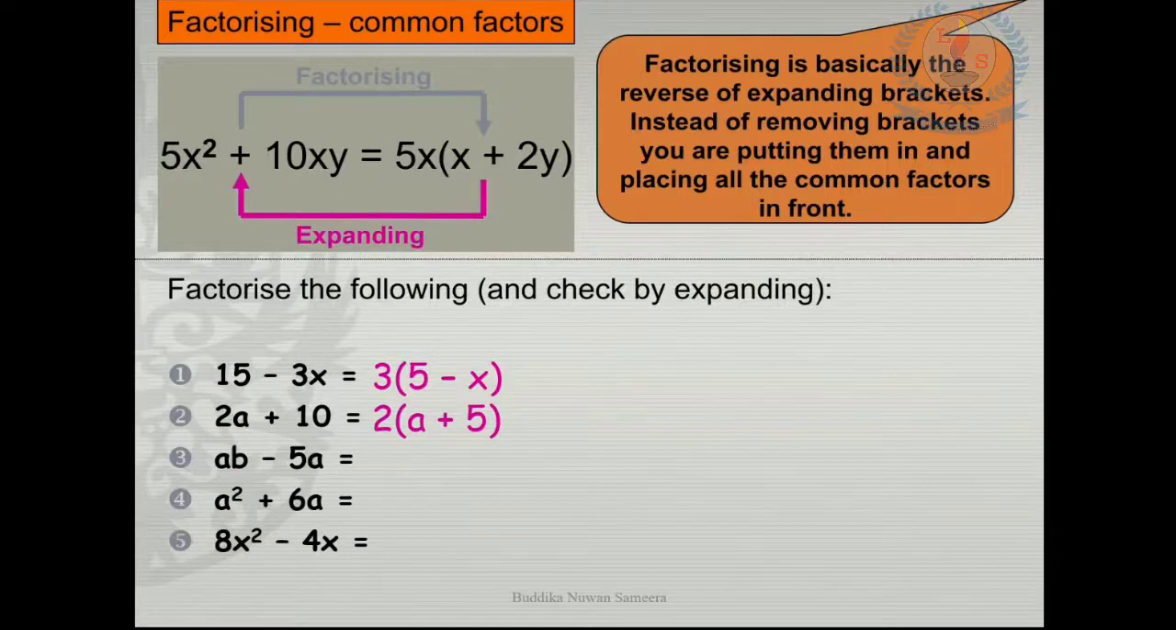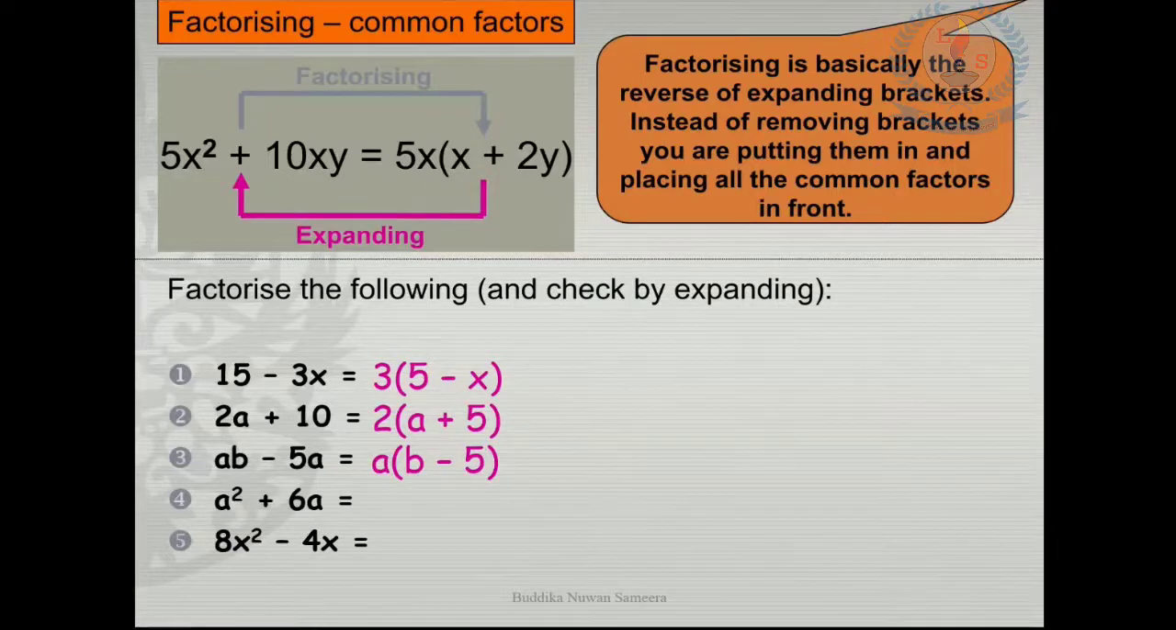Third one, ab minus 5a. We can see that a is a common factor for ab and minus 5a. So you can take a out. When you take a out, inside the bracket, it remains b minus 5. So your answer is a brackets b minus 5. When you expand, you can get ab minus 5a.